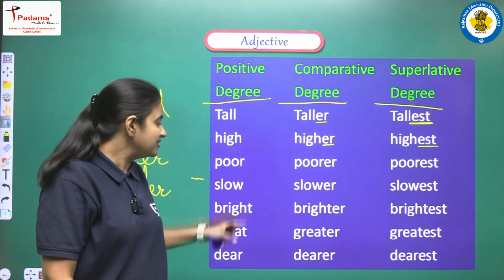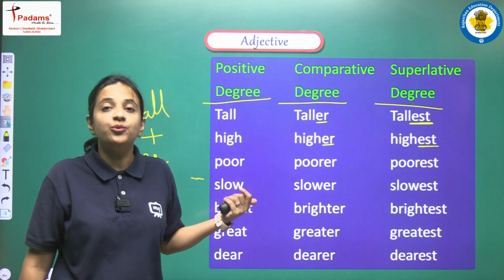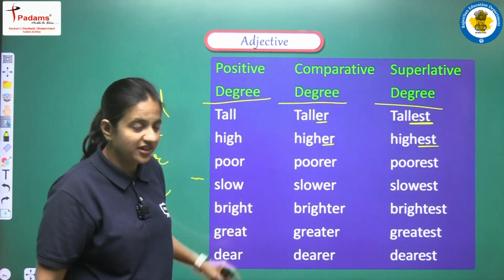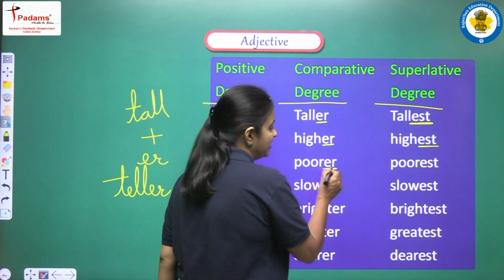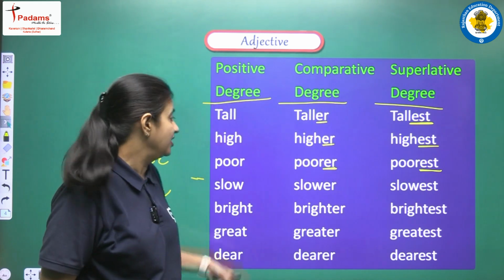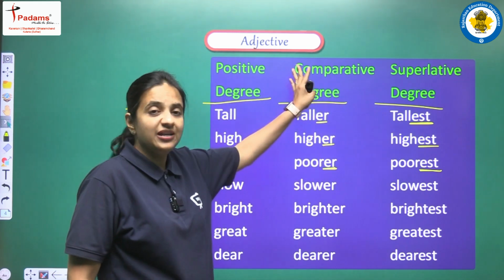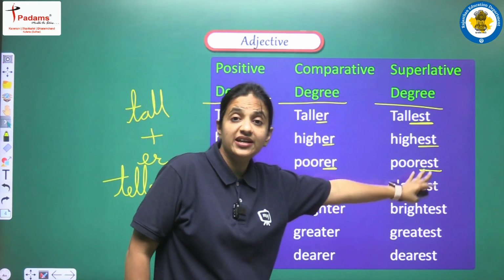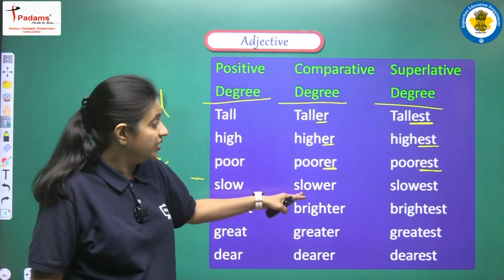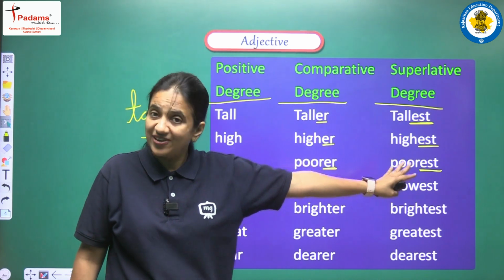Okay. Next is poor. Yes, again poor is a positive degree word and we want to have comparative degree. So yes, we are adding er and we are adding est to get the superlative degree. So it will be poorer in comparative degree and poorest in superlative degree. So yes, poor, poorer and poorest, right?